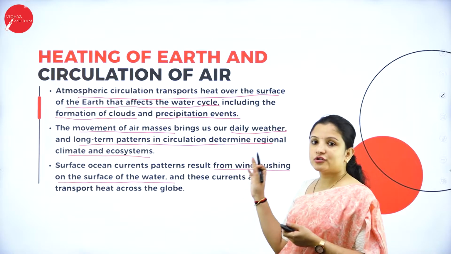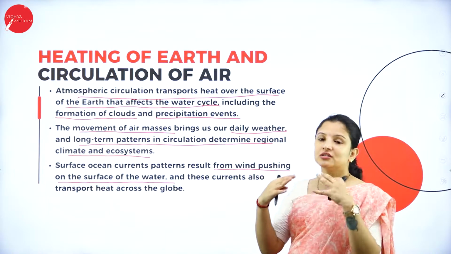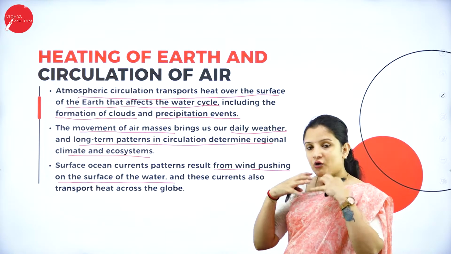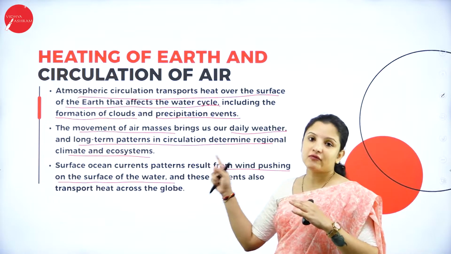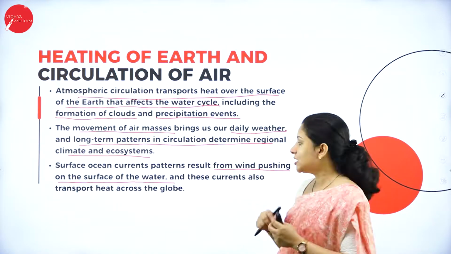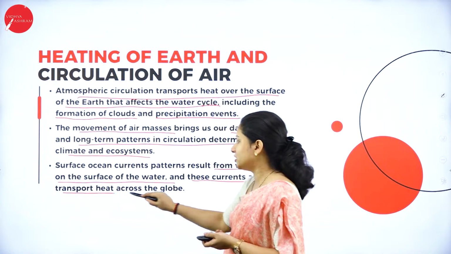This is also because of the circulation of the air, wherein the wind will push the surface water. So how much air is circulating on the surface water will decide the wave of the ocean or the surface ocean current, and these currents also transport heat across the globe.